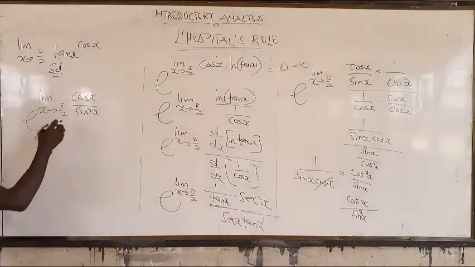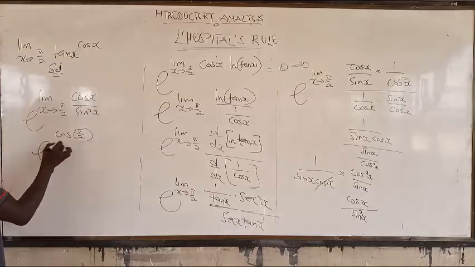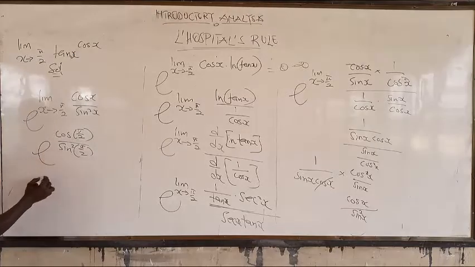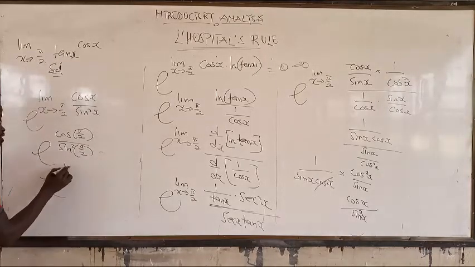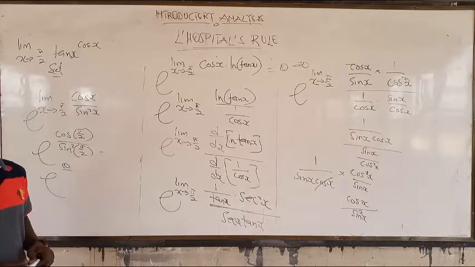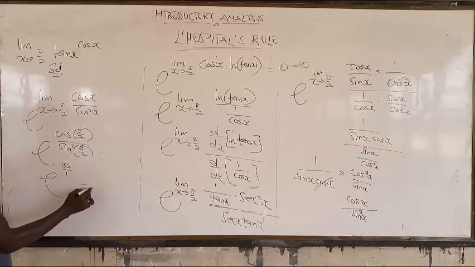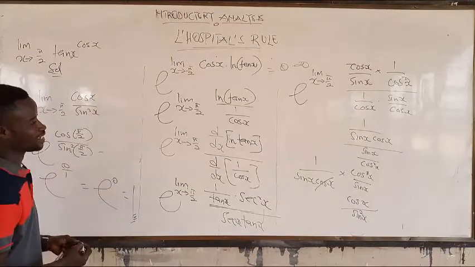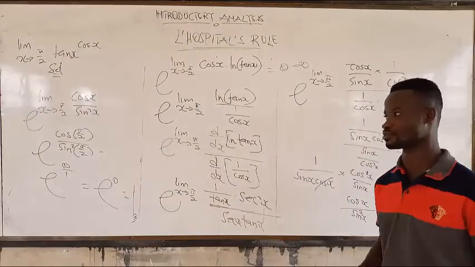So here you can see that this is going to be cos pi on 2 over sin square pi over 2. Alright? Cos pi on 2 is going to give you 0, and sin pi on 2 all squared is going to give you 1. So when such happens, then we get e raised to the power 0, which is 1. Very good. So that is our end result for solving such a question.